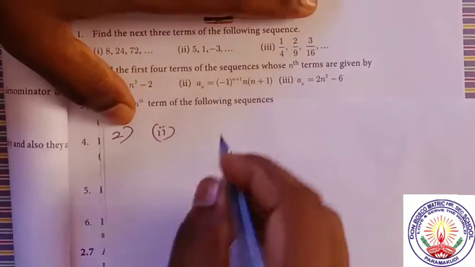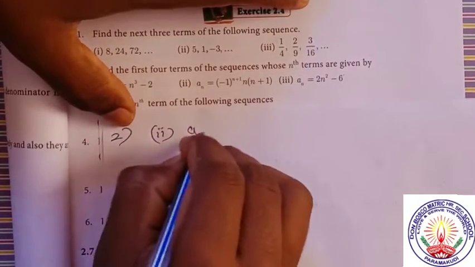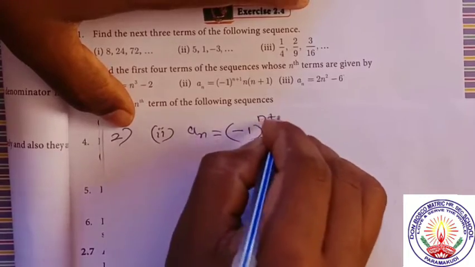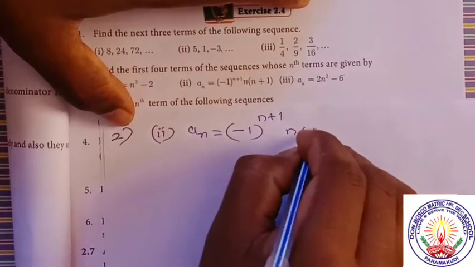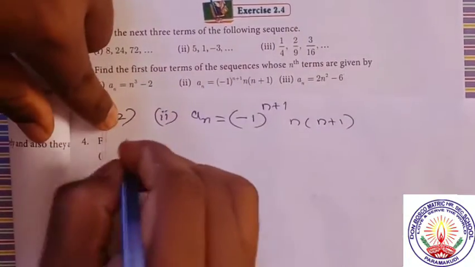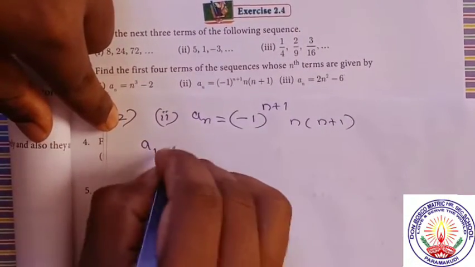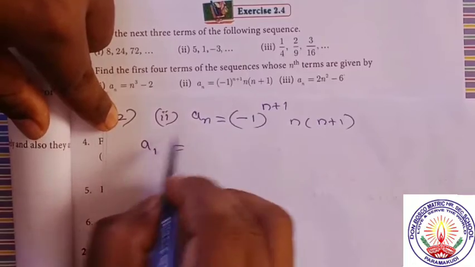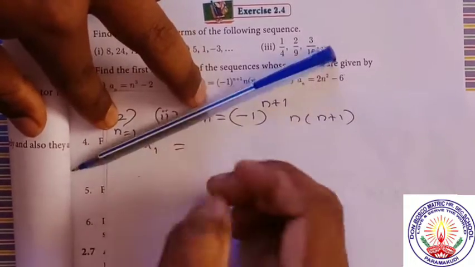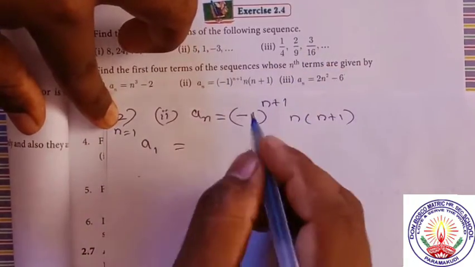Since it has plus, minus, etc. So given: an is equal to (minus 1) to the power n plus 1, divided by n into n plus 1. Our question is to find the first 4 terms. That means A1. What is A1? Here n is 1. That means n is equal to 1. So when n is equal to 1, we have to apply n equal to 1.